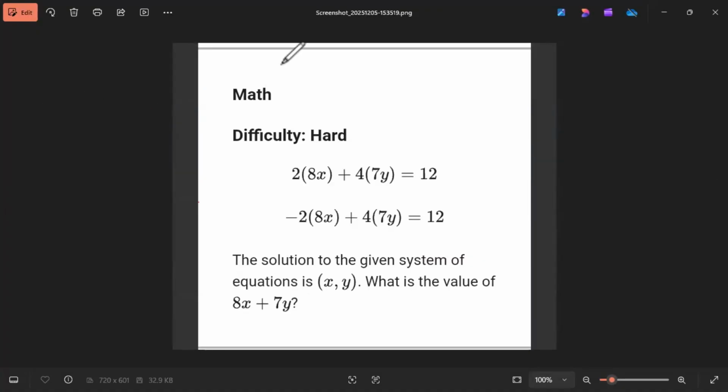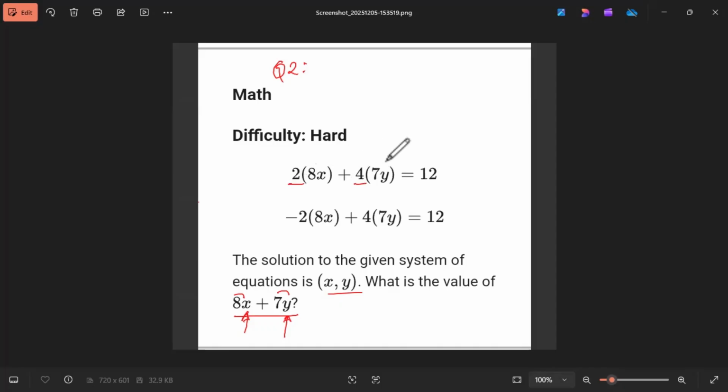Yeah, this is question 2. Let's put it on the screen here. It says the solution to the given system of equations is this. What is the value of 8x plus 7y? So in other words, if you can get the value of x and the value of y, you just multiply and add them up, you get the value, right? But if you look at it, can we actually factor out this particular number so that we just have 8x and 7y right there?